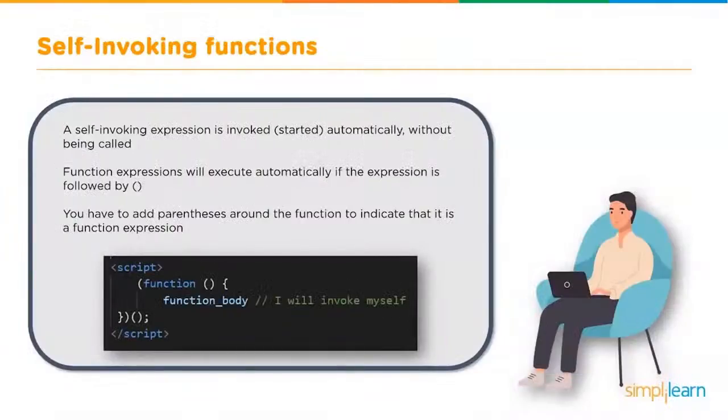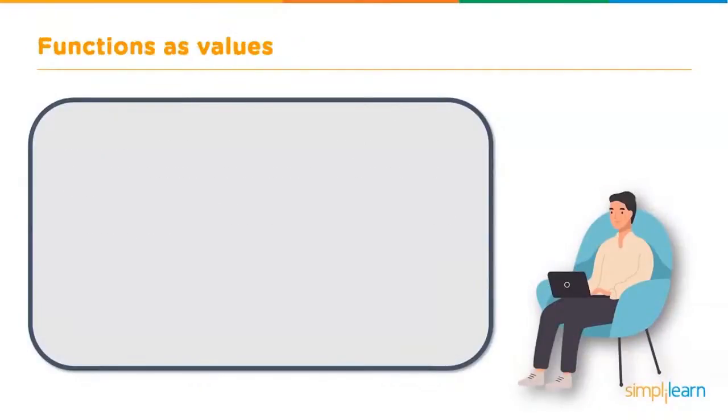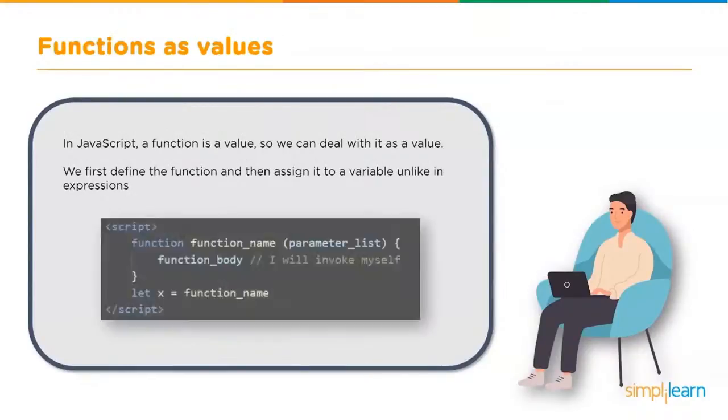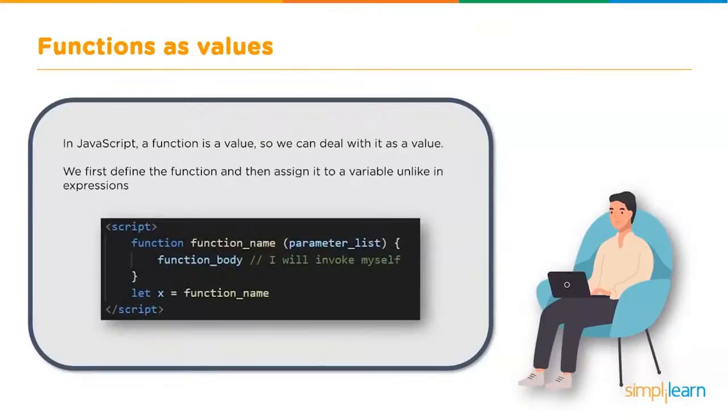Now let's go ahead and look at functions as values. Now in JavaScript, a function is basically a value. So we can deal with it as a value. Now here is a simple syntax. Now if you closely look at the syntax, you might think that this is same as function expressions. Well, no. In this case, what we do is we first define the function and then we assign it to a particular variable. But in the case of expressions, the function definition was defined during the initialization of the variable, right? And also we had to specify the parentheses in order to call the function.